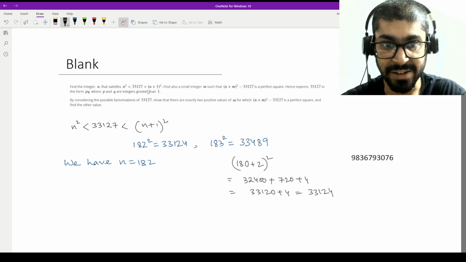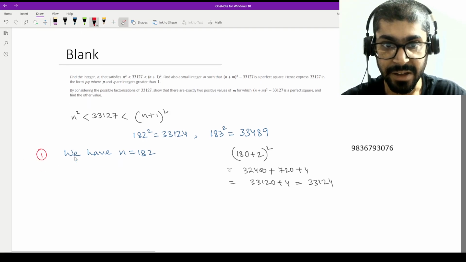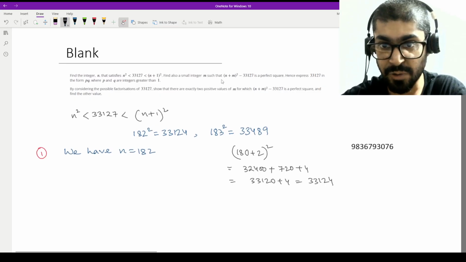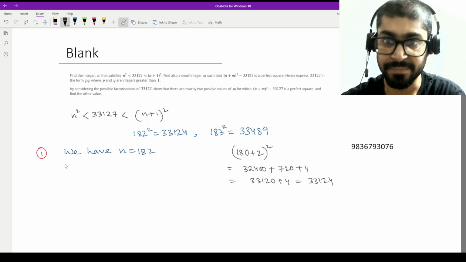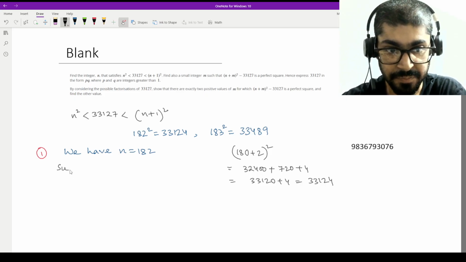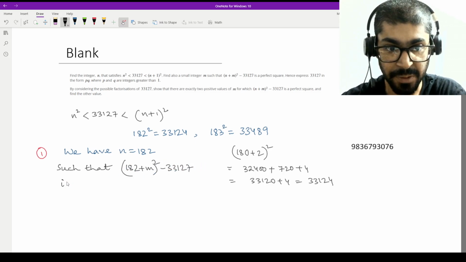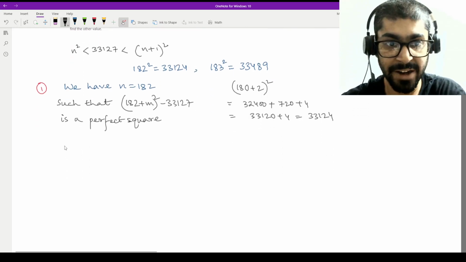Find the integer n that satisfies. Okay, so this is the first thing that we needed to calculate. Then find also a small integer m such that (m plus n) whole square. Now this we know as 1, right? So here we have to just calculate another integer such that (182 plus m) whole square minus 33127 is a perfect square. Right, now we have 183 whole square, so I can try with that.